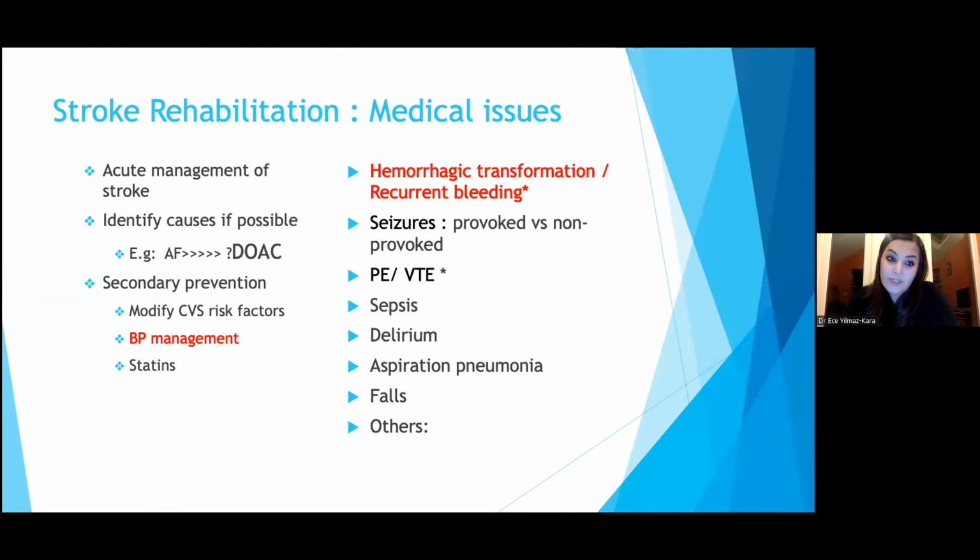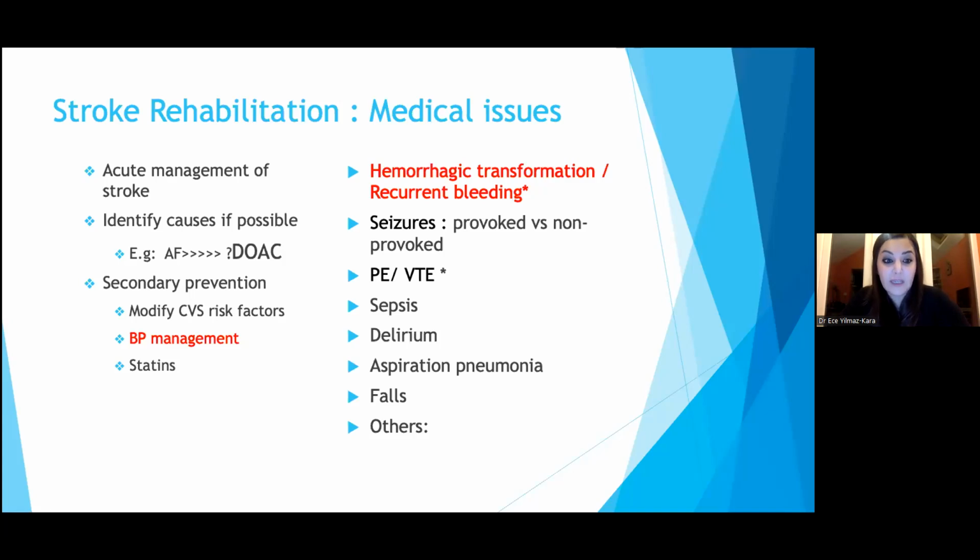If not done in the acute setting, then that's us investigating the causes. We may not identify a cause each time, but it is important for secondary prevention. For example, if we determine atrial fibrillation, then we'll look into anticoagulation with DOACs, for example, or we must look into secondary prevention. And cardiovascular risk factors are imperative to look into and modify when possible.